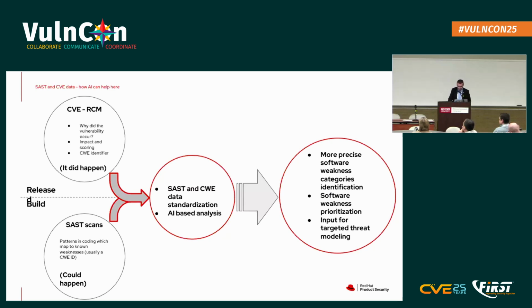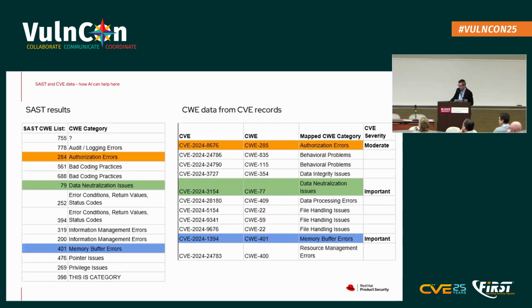I have a real example based on the analysis that was done. On the left side, there are sorted SAST results for one single component in one product. On the right side is the analysis of the CVEs for exactly the same component and the same product. And you can see after the data standardization that there are some patterns.